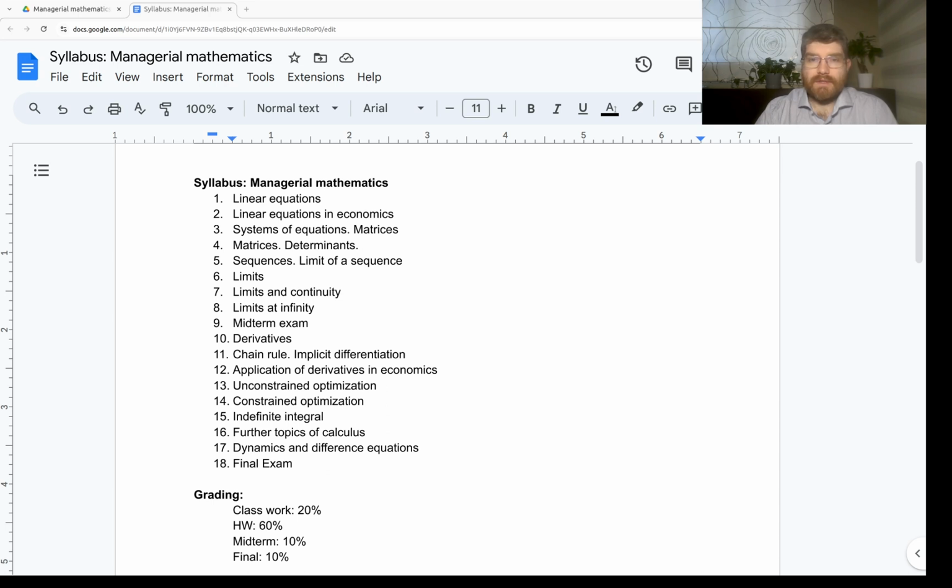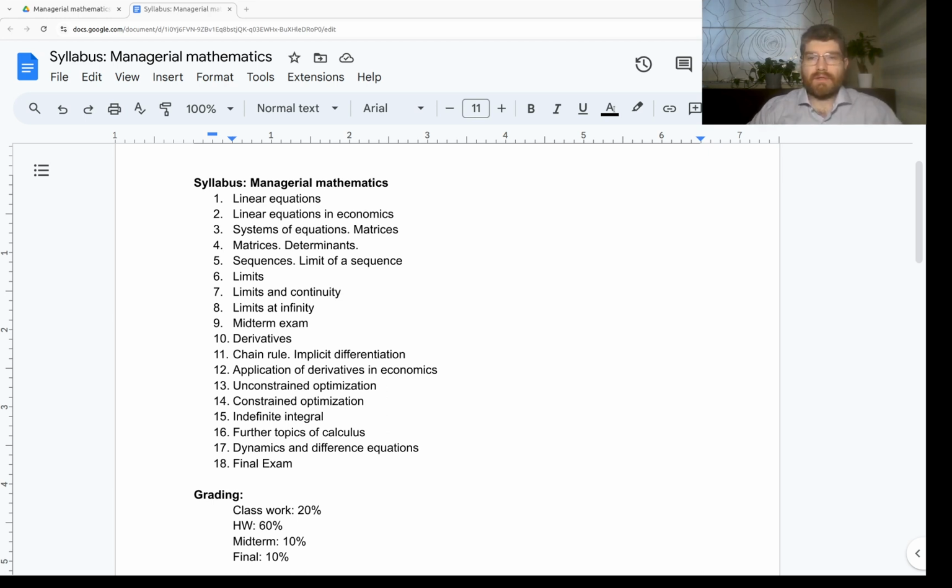So we will start with linear equations. These are used to model relationships between economic variables. For example, a linear demand equation can show how quantity demanded changes with the price, and linear equations help in forecasting and understanding economic trends.